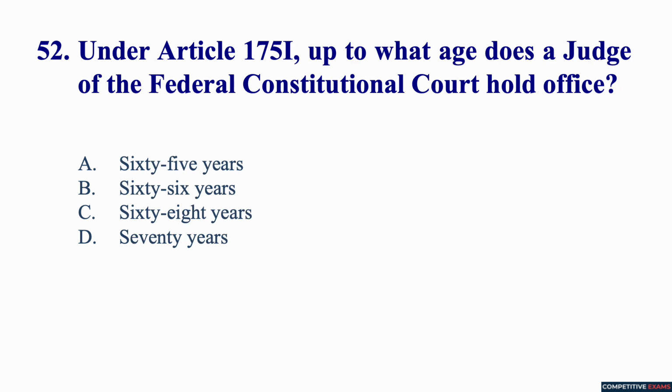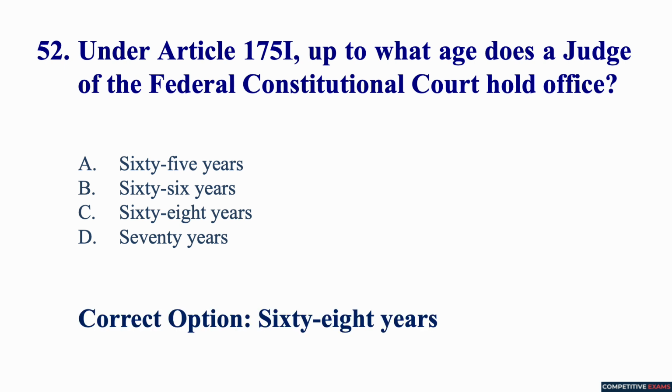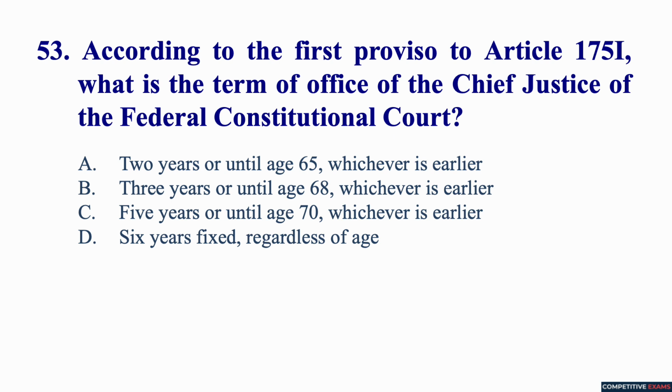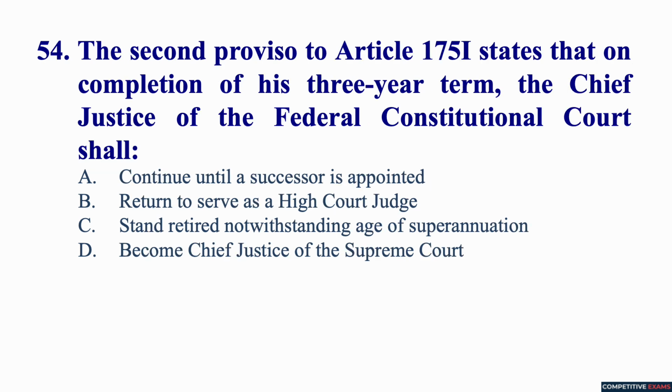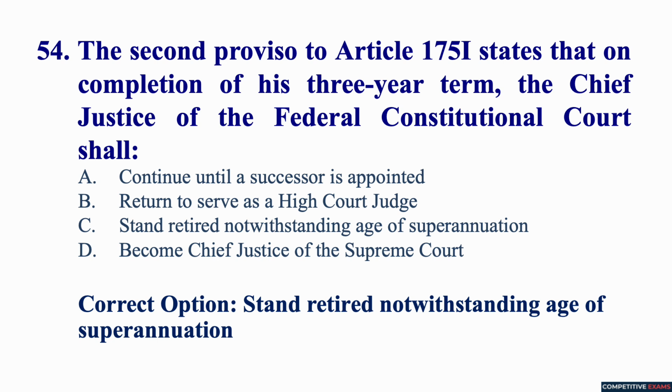Under Article 175I, up to what age does a judge of the Federal Constitutional Court hold office? 68 years. According to the first proviso to Article 175I, what is the term of office of the Chief Justice of the Federal Constitutional Court? 3 years or until age 68, whichever is earlier. The second proviso to Article 175I states that on completion of his 3-year term, the Chief Justice of the Federal Constitutional Court shall stand retired notwithstanding age of superannuation. Meaning he will not wait for his 68-year limit to be completed; rather, as Chief Justice of the Federal Constitutional Court, once his 3 years are complete, he will be considered retired.